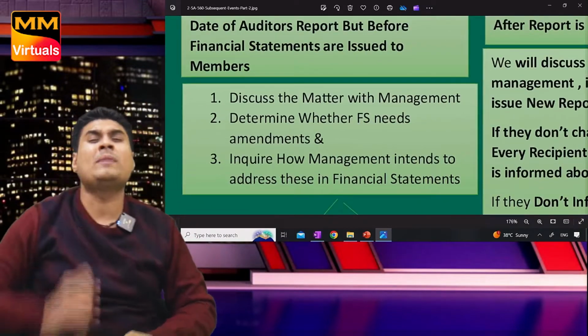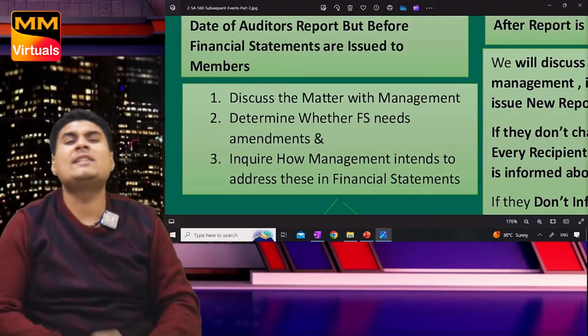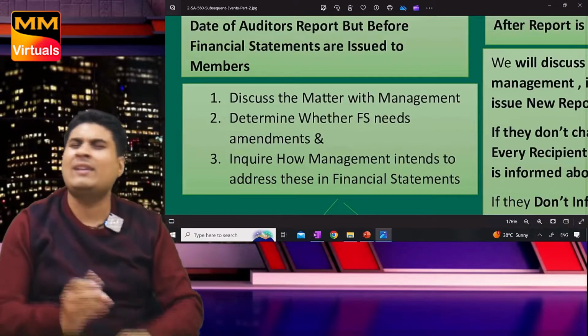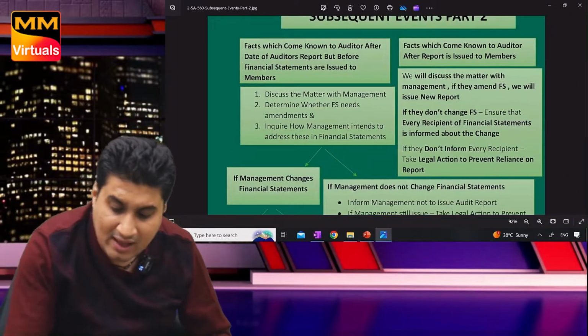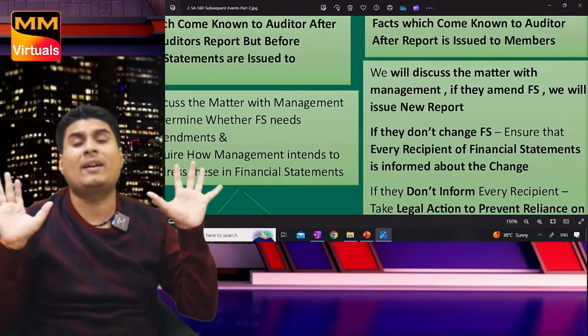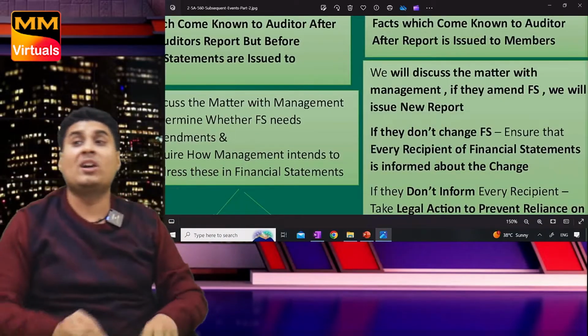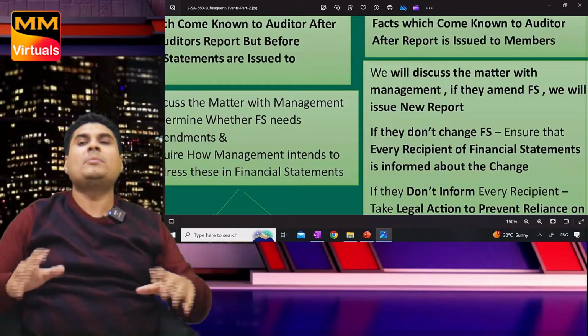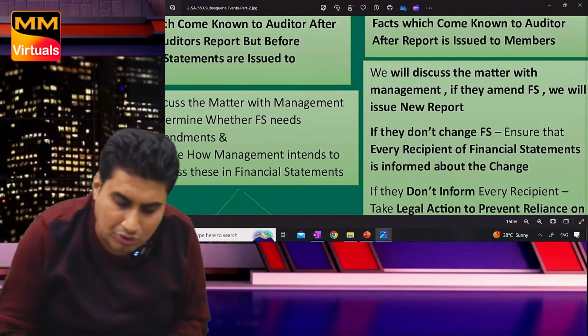Discuss the matter with management. See, the financial statement needs amendment. Inquire how management will address this in the financial statement. If they change the financial statement after the report is issued to members, I will issue a new audit report. I will issue a new audit report.